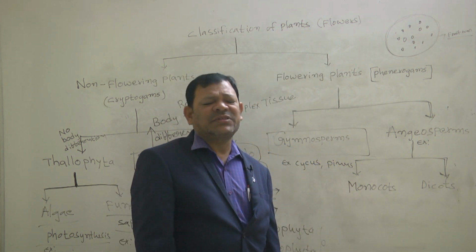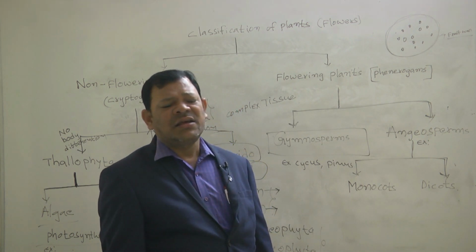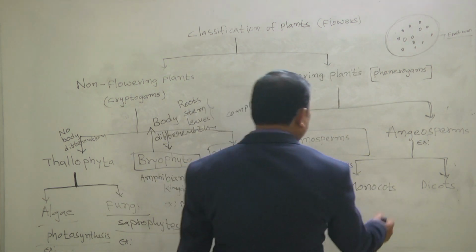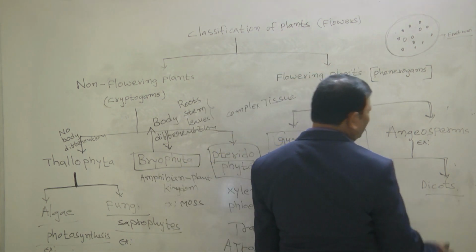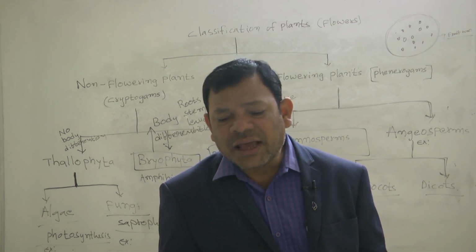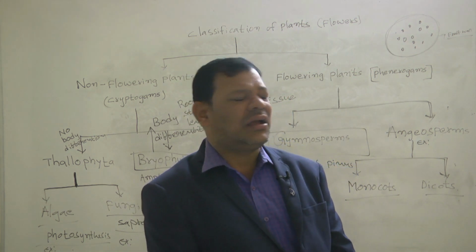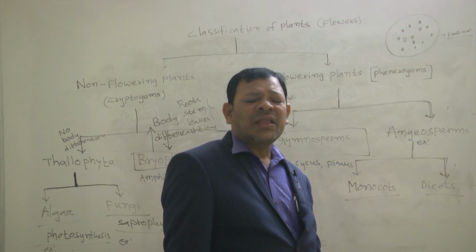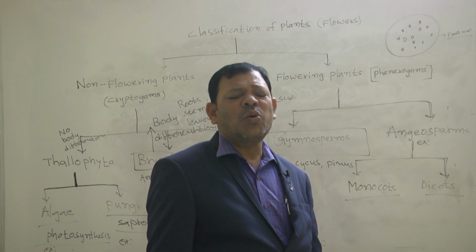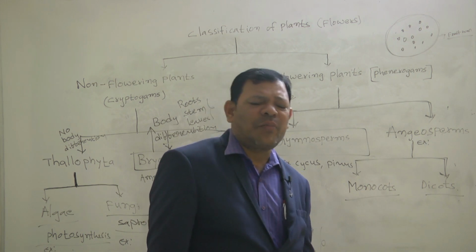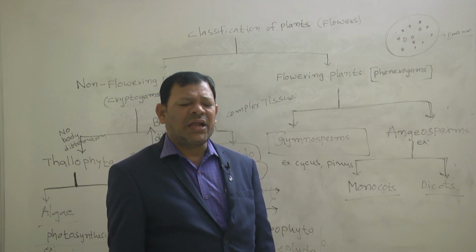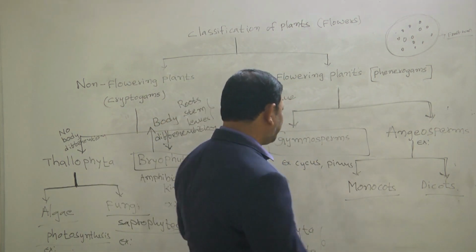In the angiosperms, based on the cotyledon, they are again classified into two types. One is the monocot or monocotyledon. The second one is the dicot, also known as the dicotyledon. Monocots means only one cotyledon is present in the seed. Examples: paddy, maize, sugarcane, coconut. These are all the plants.